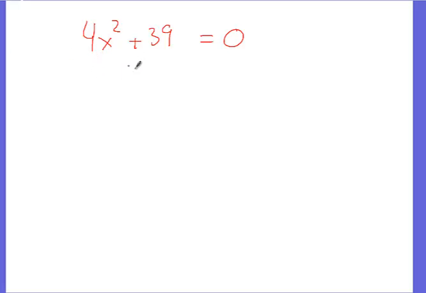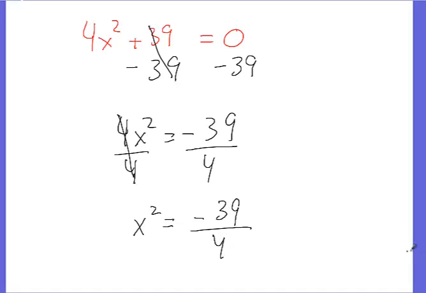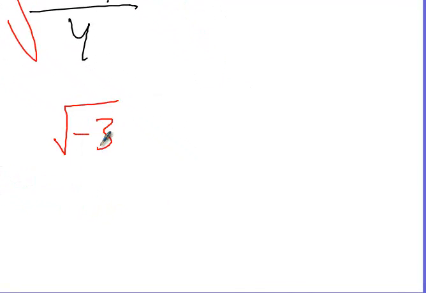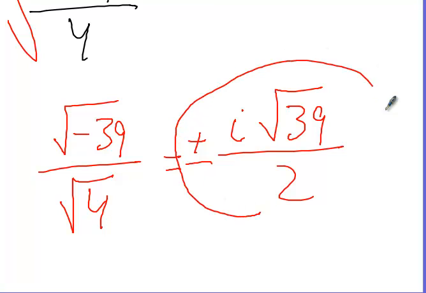So 4x squared plus 39 equals 0. Subtract 39 from both sides. So we have 4x squared equals negative 39. Divide both sides by 4, since we want to get the x squared alone. We have x squared equals negative 39 over 4. Again, we must square root everything because we want to get x alone. So it becomes x equals the square root of negative 39 over square root of 4, which simplifies to i square root of 39 over 2, plus or minus. And that's all she wrote.